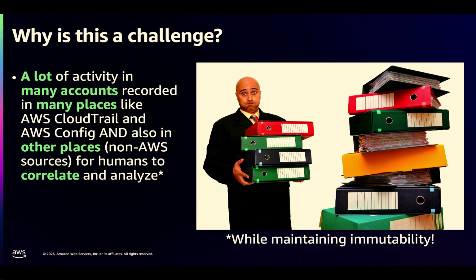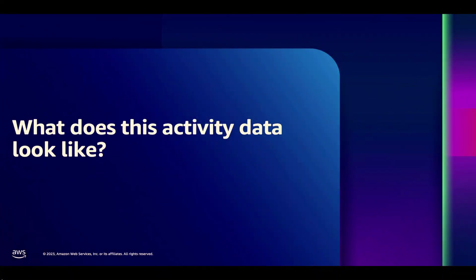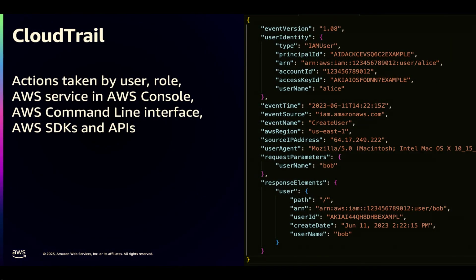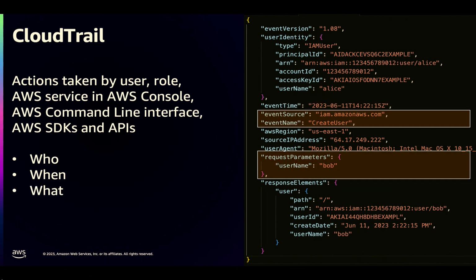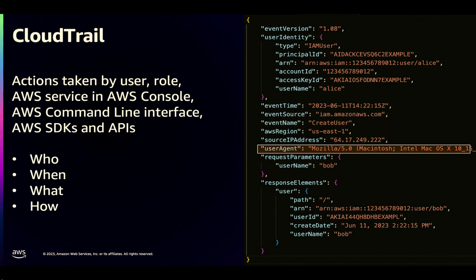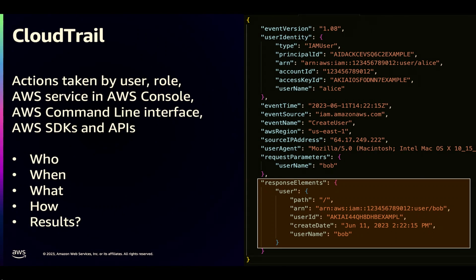Before we move into the solution, let's just have a really quick look at what activity data might look like. Here's an example CloudTrail event that you might have seen before. CloudTrail events record activity from users and services in the console, in the SDKs, and the APIs. The CloudTrail event will show you who has done something, when they've done that, what they did, how they did it, and what was the result. In this example, a user called Alice created an IAM user called Bob.